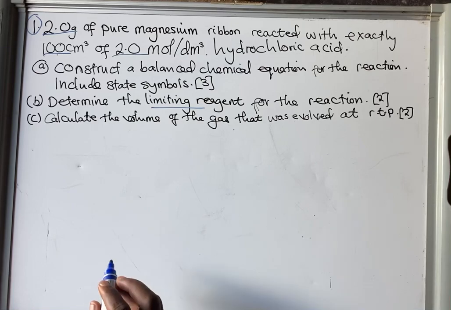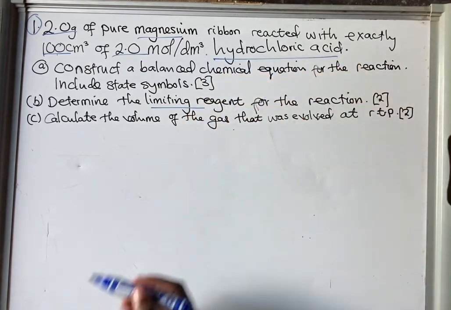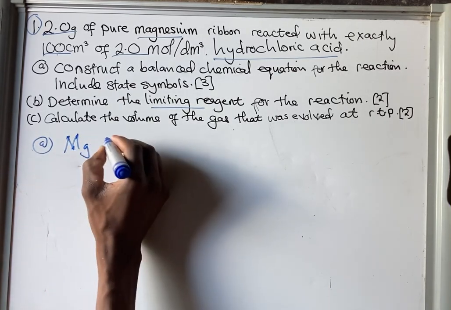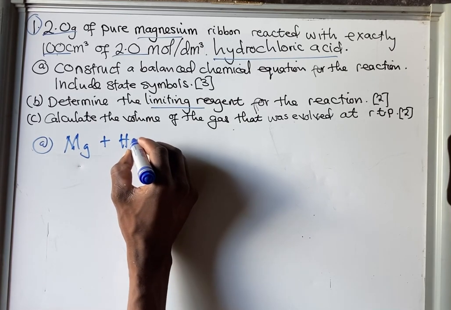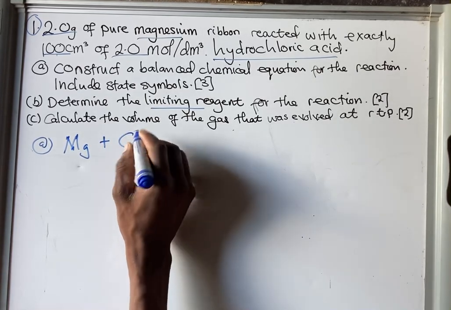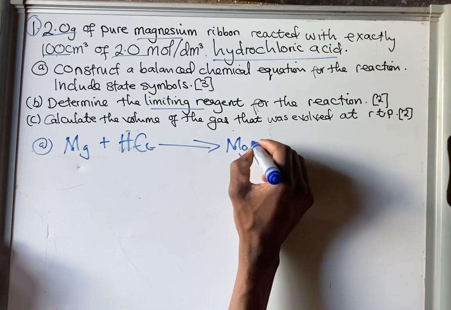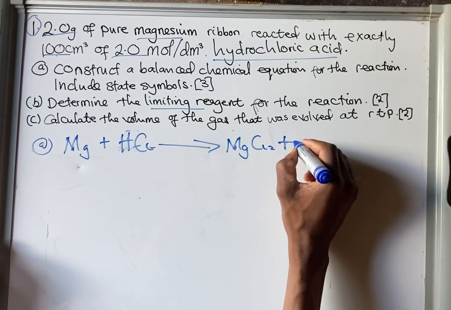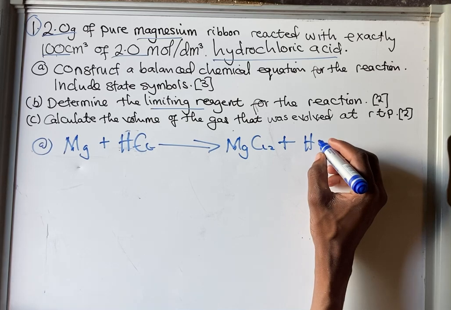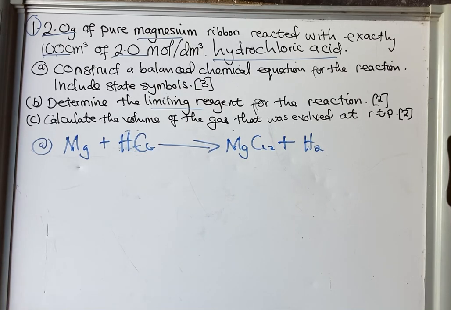Include state symbols. So we construct the balanced chemical equation. So here, magnesium reacted with the dilute hydrochloric acid. So for A, magnesium plus hydrochloric acid, which is giving us magnesium chloride plus hydrogen gas. Okay, so if you don't know how to write chemical equations, you need to check for the video which I had posted earlier on.